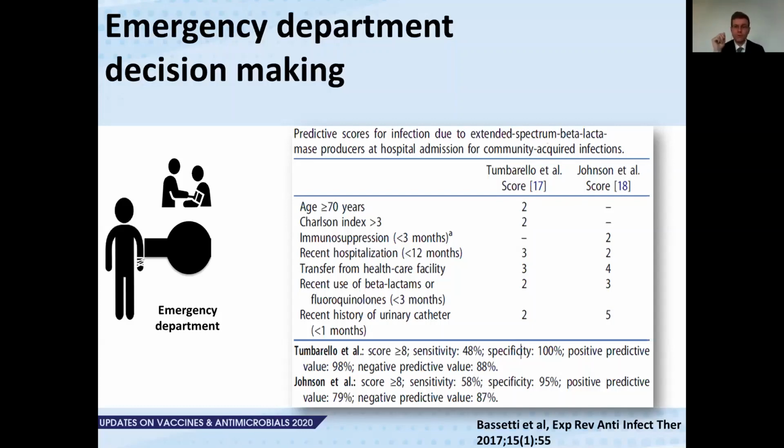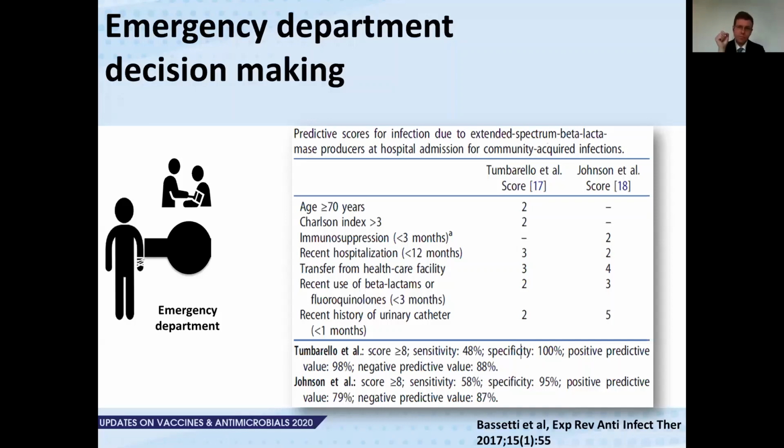So we have integrated these scoring systems, or specifically Tumbarello's, into our ED scoring system. And if you do not meet the required score greater than 8, you get standard antibacterials empirically. So our setting is different to your setting, but for urinary tract infection, for example, you get co-amoxiclav. And for community-acquired pneumonia, you get amoxicillin and doxycycline.